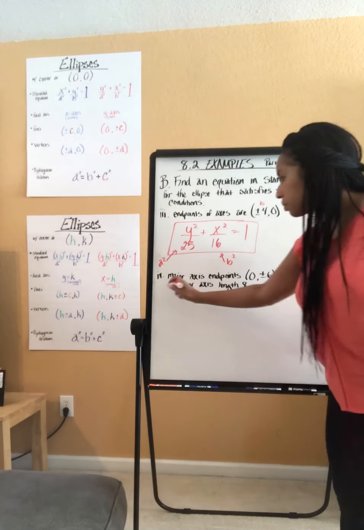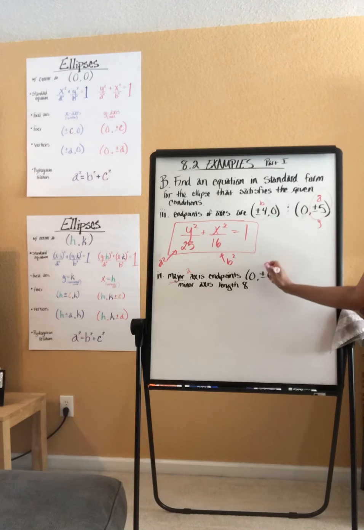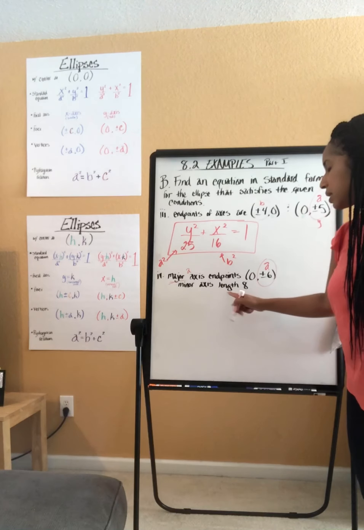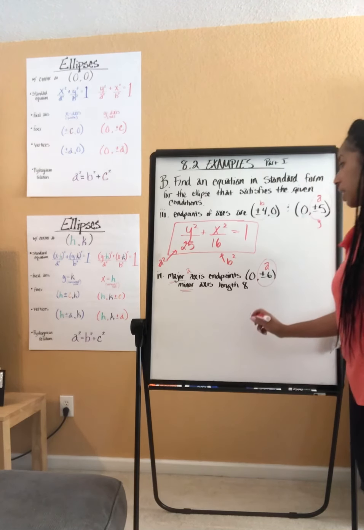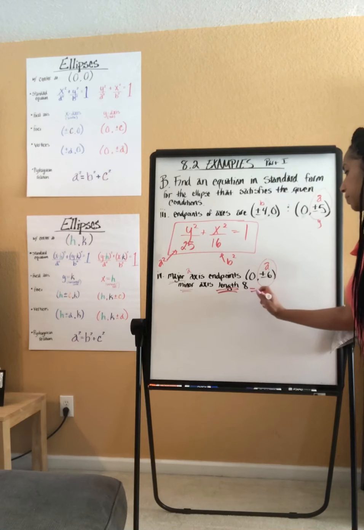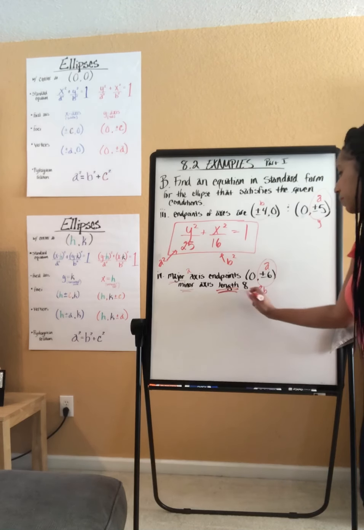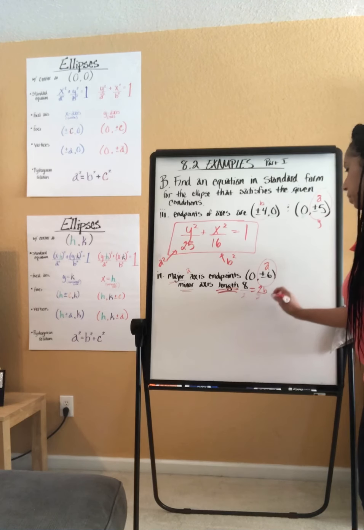Again, major is always my A, so that means this is my A, and it looks just like the last one. All right, if this is my A, the minor axis length, minor always goes with the letter B, but it gave me the length. The length was 2B, so that means that B by itself would be 4.